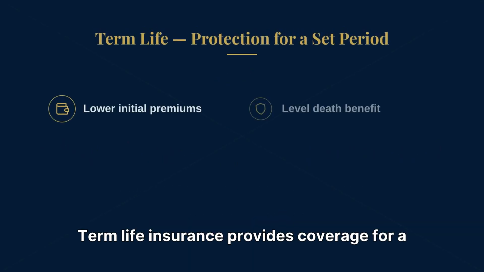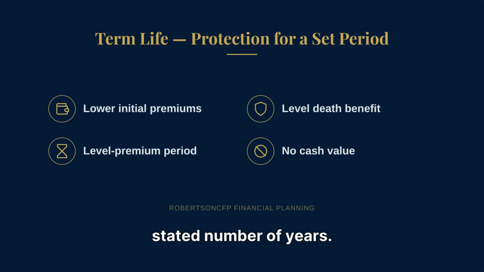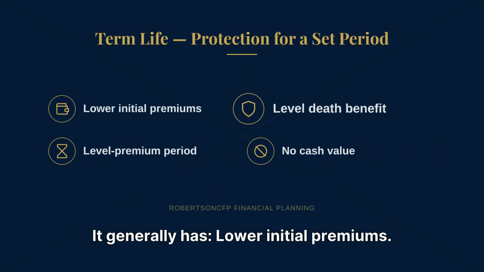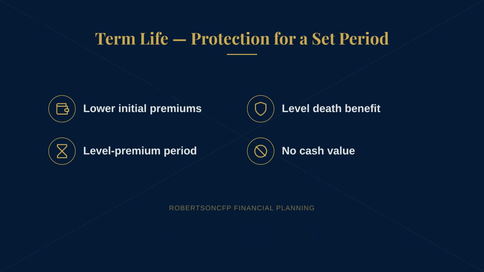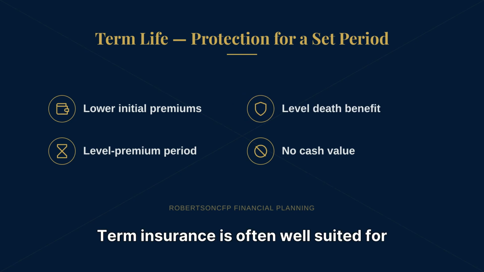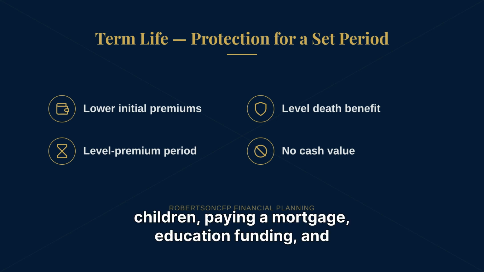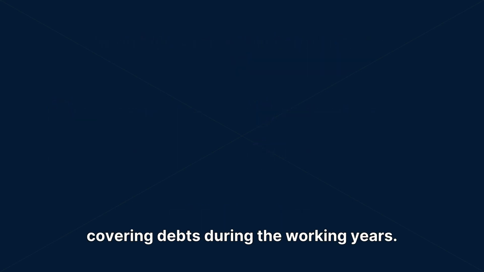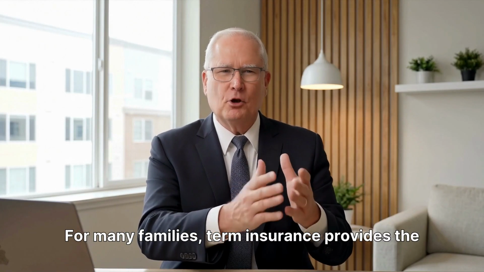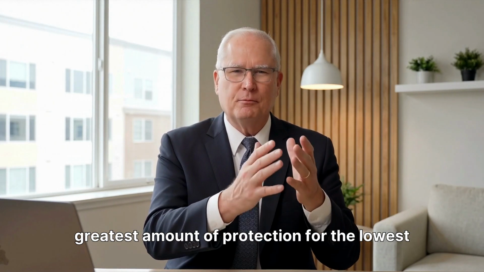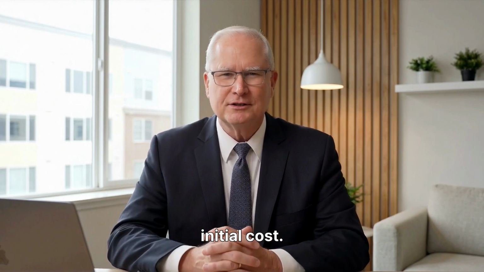Term life insurance provides coverage for a stated number of years. It generally has lower initial premiums, a level death benefit, a level premium period, and no cash value. Term insurance is often well suited for temporary needs such as income replacement, raising children, paying a mortgage, education funding, and covering debts during the working years. For many families, term insurance provides the greatest amount of protection for the lowest initial cost.